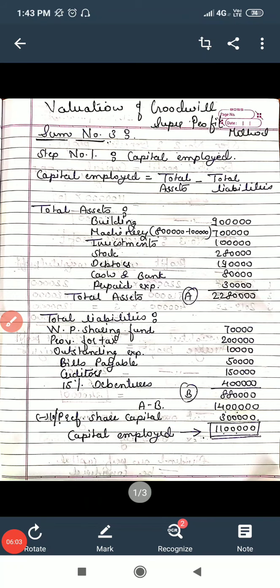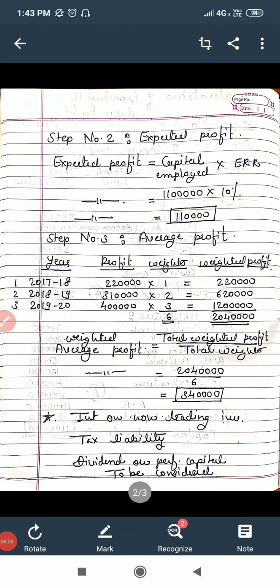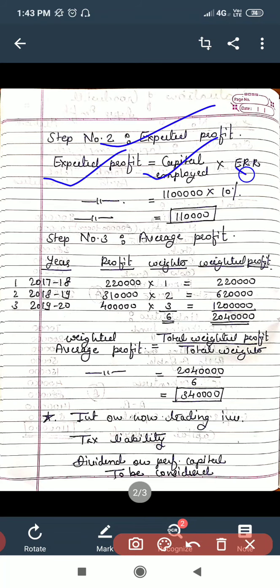Now, let us start with step number 2, that is expected profit. Expected profit is equal to capital employed into expected rate of return. We have been given in instruction number 2 that the ERR is 10%, and the capital employed which we have calculated is rupees 11 lakhs. So, 11 lakhs into 10%, if you calculate, you will get the expected profit of rupees 1,10,000, and we are done with step number 2.